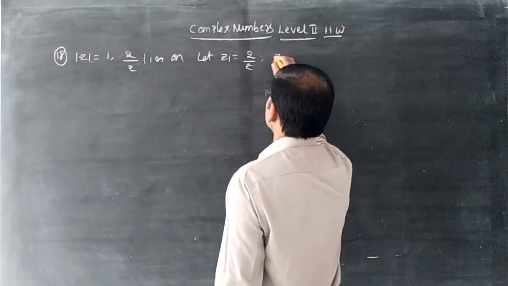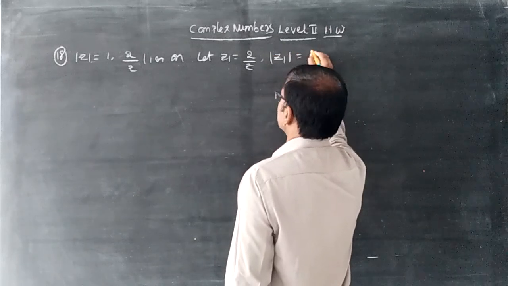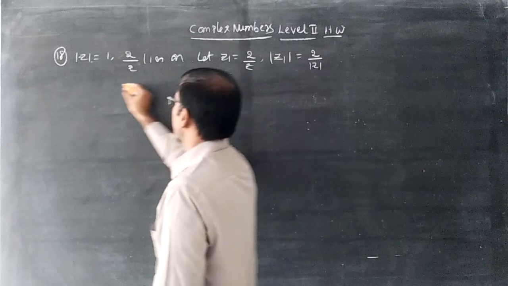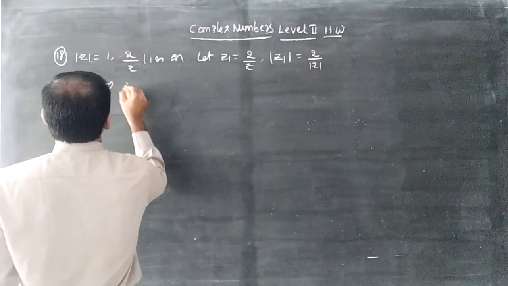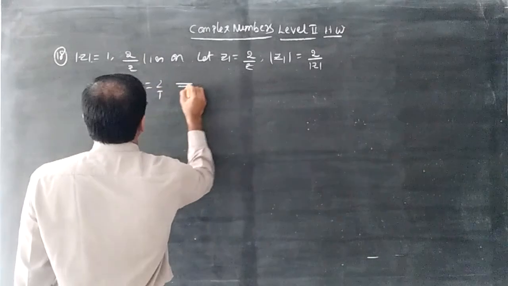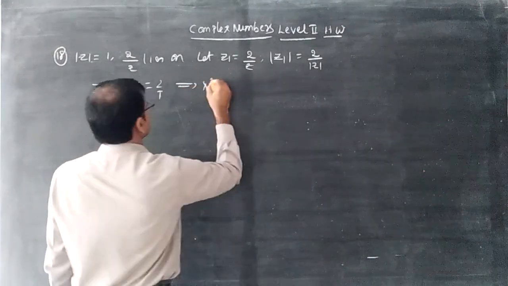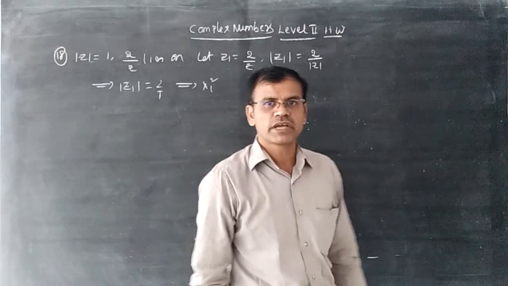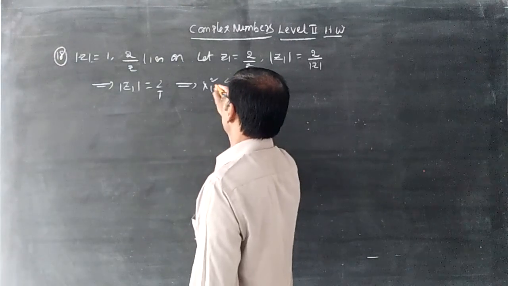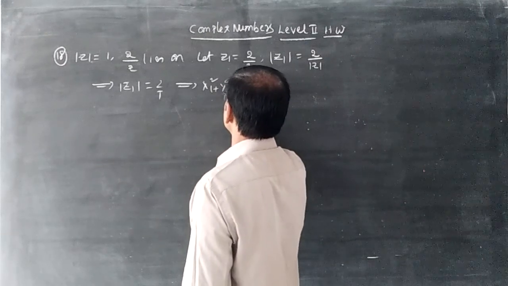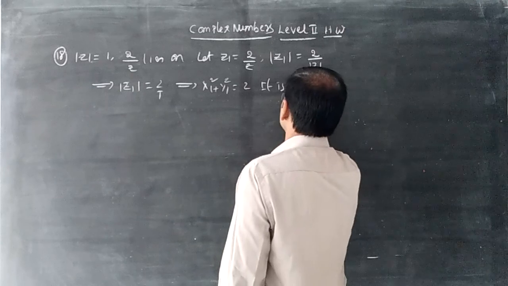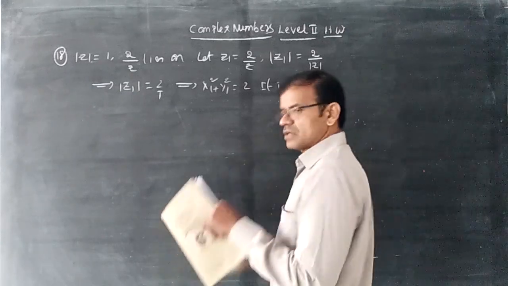If you take modulus here, modulus Z1 is equal to 2 by modulus Z. So that implies modulus Z1 is equal to 2 by 1. So what is the point of Z1? Z1 is equal to x1 plus i y1. Taking modulus, you can write x1 square plus y1 square is equal to 2, of course. So it is a circle. So locus is nothing but a circle.